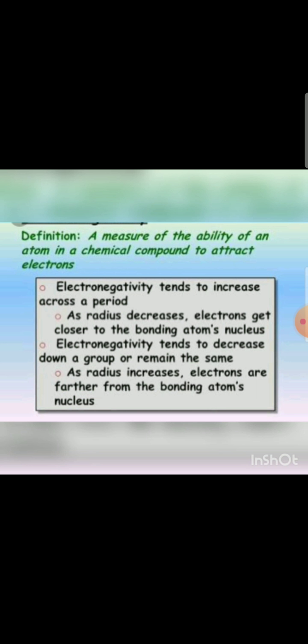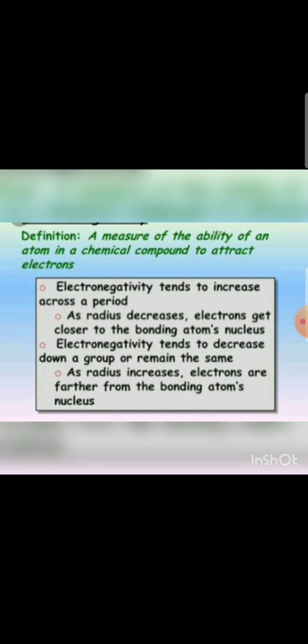What happens to the electronegativity in the periodic table? Electronegativity increases across a period. As the radius decreases, electrons get closer to the bonding atom's nucleus. As I already said, everything depends upon the radius of the atom. If the radius is small, then it will love to have more electrons towards it. So, the electronegativity increases across the period.